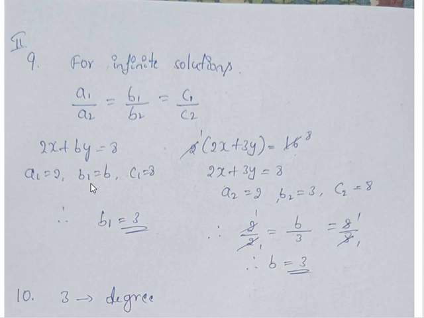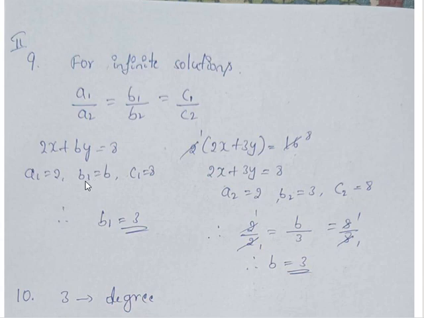When you apply A1, B1, C1 and A2, B2, C2 in the given condition, that is A1 by A2, where A1 is 2 and A2 is 2, 2 by 2 is equals to B1 which is b by B2 which is 3, and C1 is 8, C2 is 8. So 2 by 2 is cancelled, 8 by 8 we will get 1. So b by 3 is equals to 1 by 1. You can write b is equals to 3, or b1 is equals to 3.